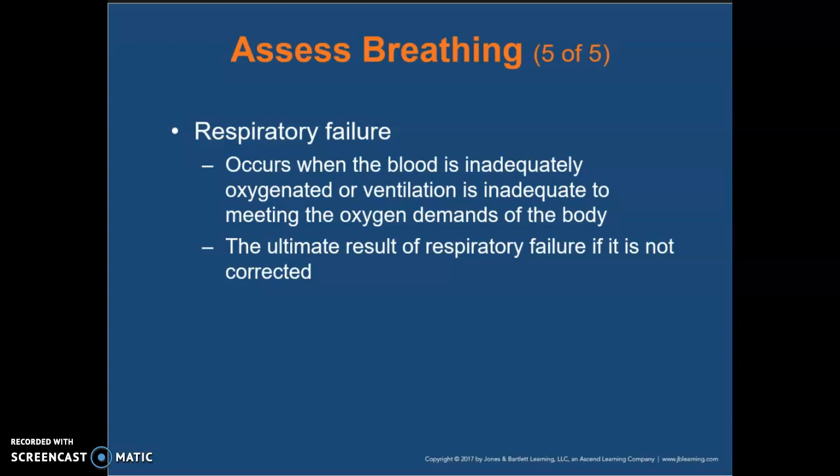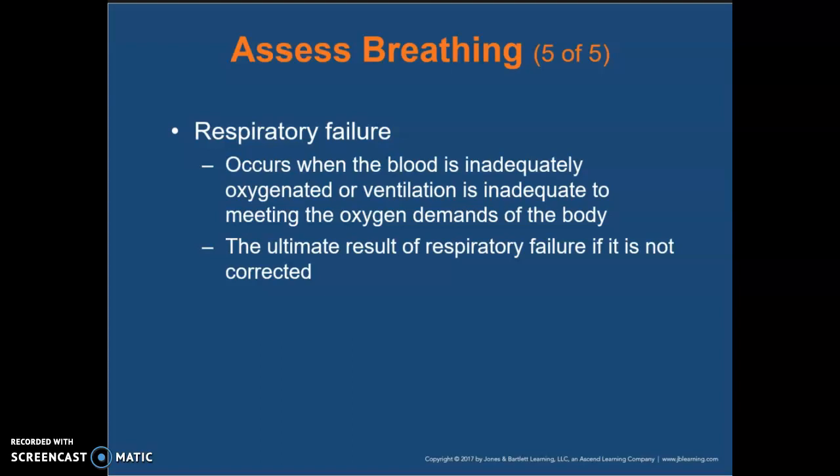So either they're having problems with respiration and perfusion at the cellular level, or they literally just cannot get in enough oxygen to keep up with the body's demands. The ultimate result of respiratory failure is death if it's not corrected. So definitely something we want to correct.